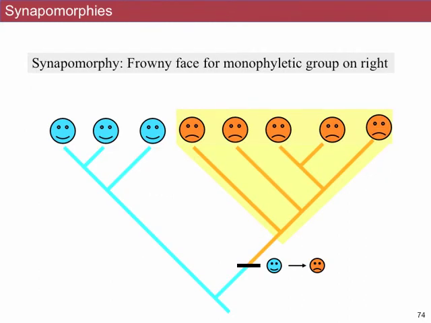Okay, so in a phylogenetic sense, frowny face here is a synapomorphy for this clade. It is the derived state shared among this group. So a shared derived feature.